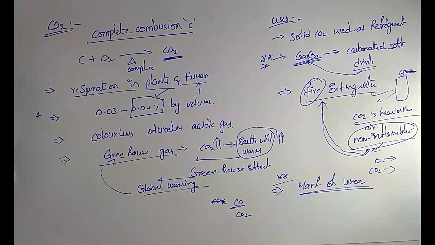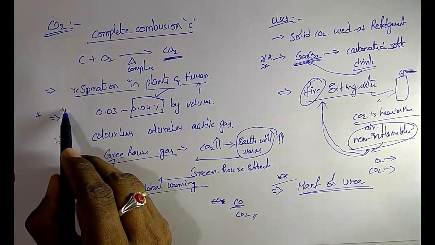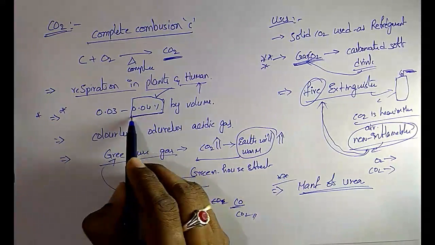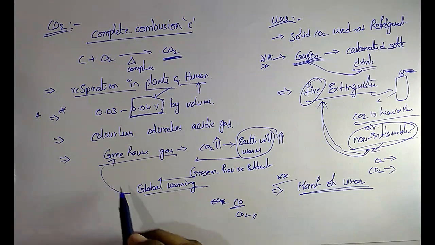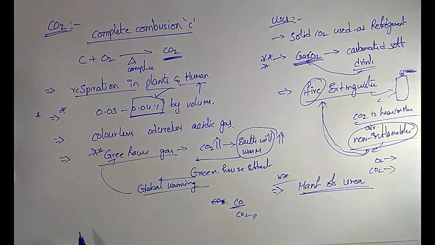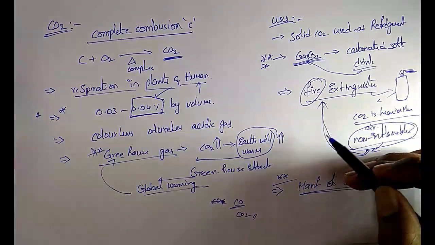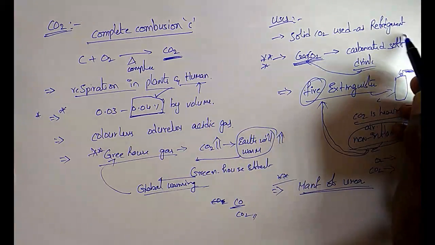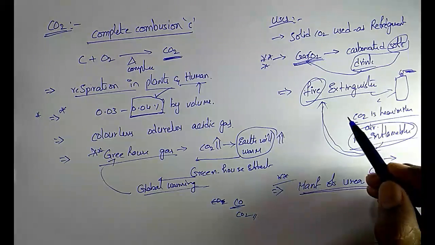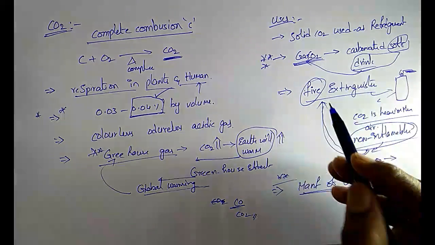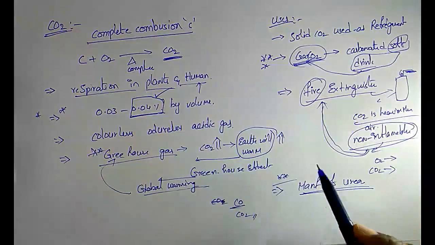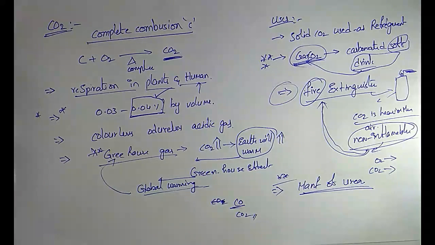The volume of carbon dioxide in the atmosphere is 0.04%, and it is also called a greenhouse gas. It is used in soft drinks, that is in sodas or any soft drinks, as gas CO2. It is also used in fire extinguishers and in the manufacturing of urea.